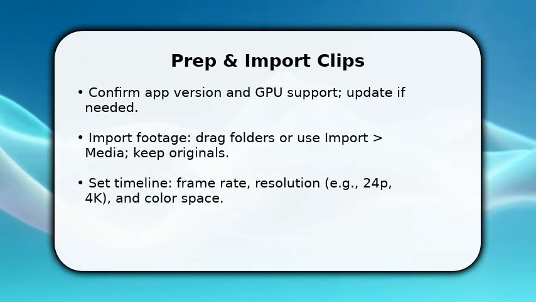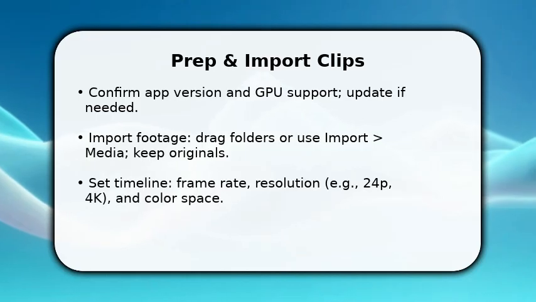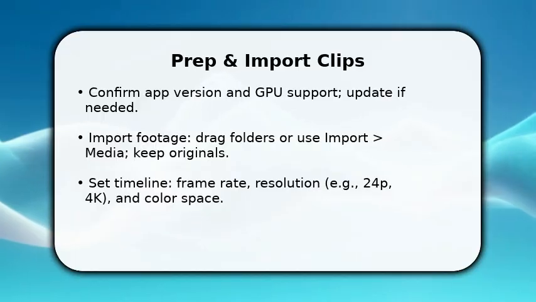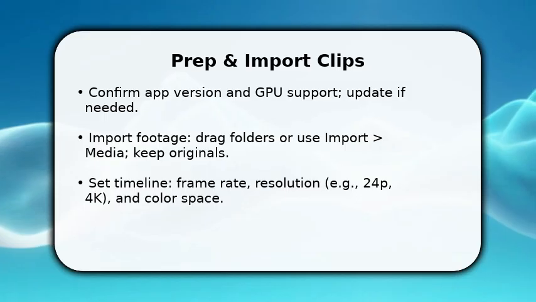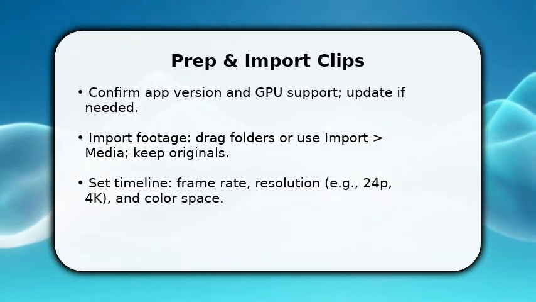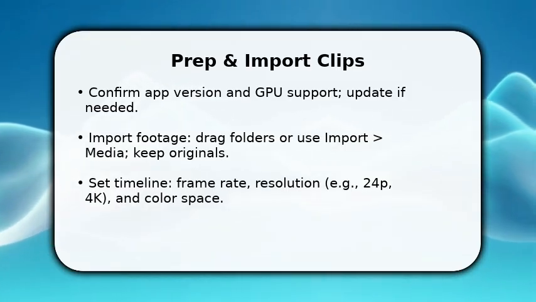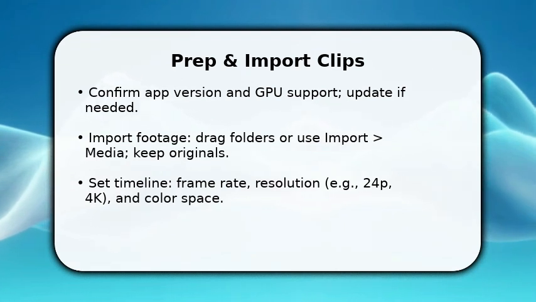Then import original footage, don't rename files yet, and create a timeline with the target frame rate and resolution. Once done, choose the correct color space for your camera so the LUT maps accurately. Make sure to save a project version before applying any LUTs to preserve a clean baseline.